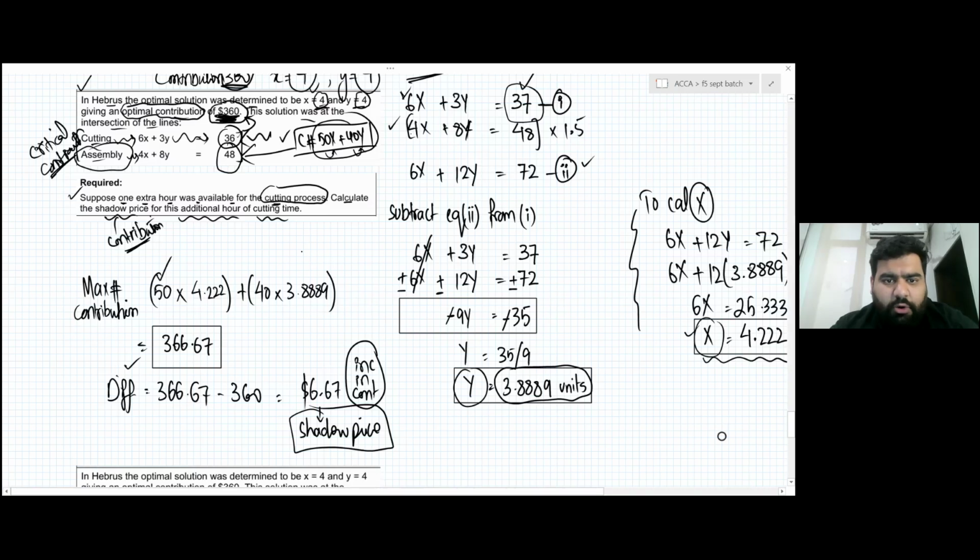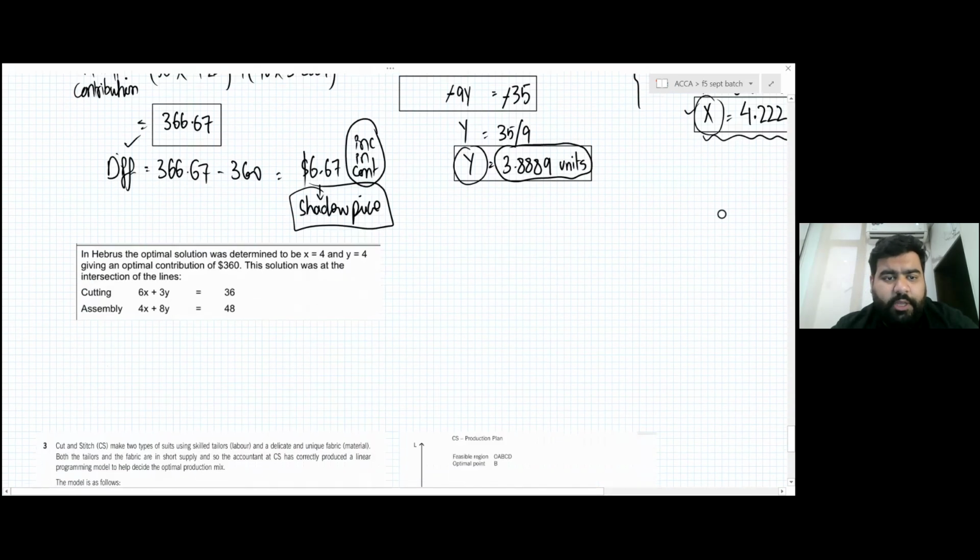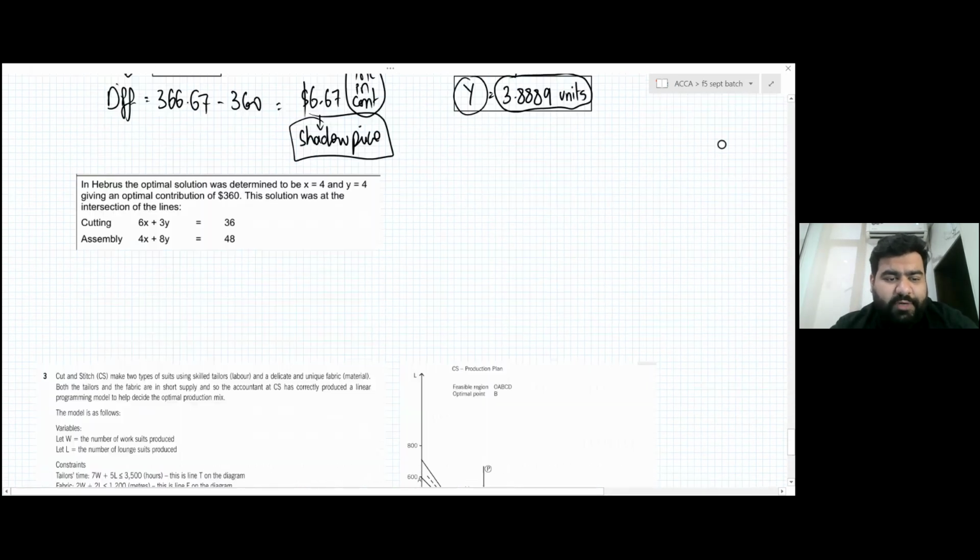Okay, so students, now you have calculated the shadow price of assembly. If you are confused in the question, you can text me on WhatsApp, right?